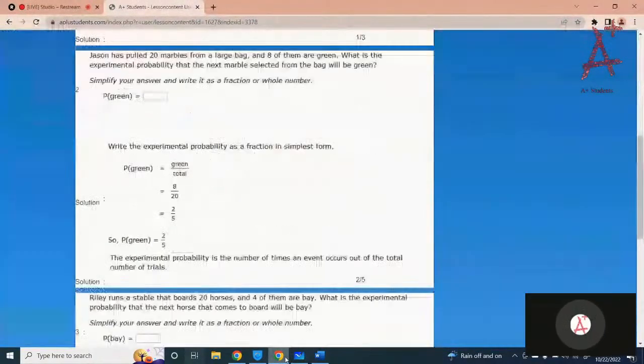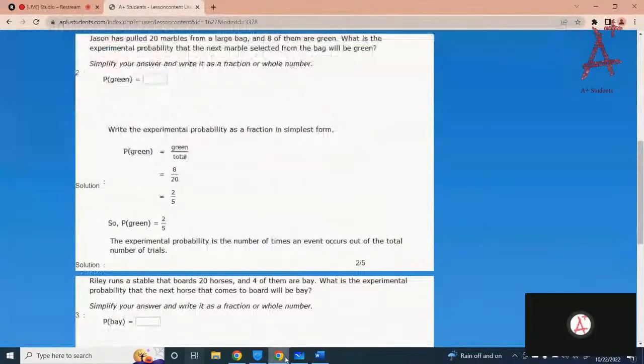Okay, the next one is Jason has pulled 20 marbles from a large bag and 8 of them are green. What is the experimental probability the next marble selected from the bag will be green? So the total marbles are 20 and 8 of them are green. So the probability of getting green is 8 over 20. Got it? Convert the 8 by 20 to the lowest form. So it would be 2 over 5. Got it? You have to divide them by 4. 4 times 2 is 8 and 4 times 5 is 20. Got it?